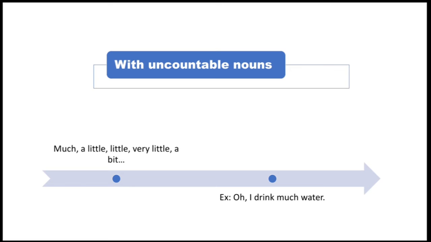We use little when we describe a small quantity of something uncountable, and this thing is not enough. We have a very small thing that is uncountable. Little and very little are the same. We use them the same way.